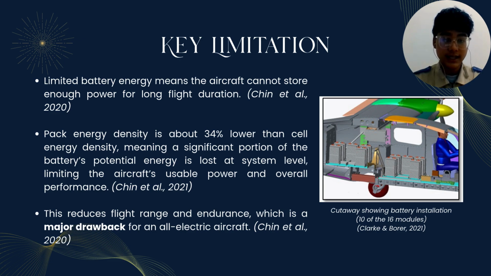It gets even worse at the system level. The pack energy density is about 34% lower than the individual cell energy density, which means a chunk of the battery's theoretical energy is lost before it even reaches the aircraft system. The result is a direct hit to range and endurance of the aircraft, and for a fully electric aircraft, that's a major limitation that we have to design around.